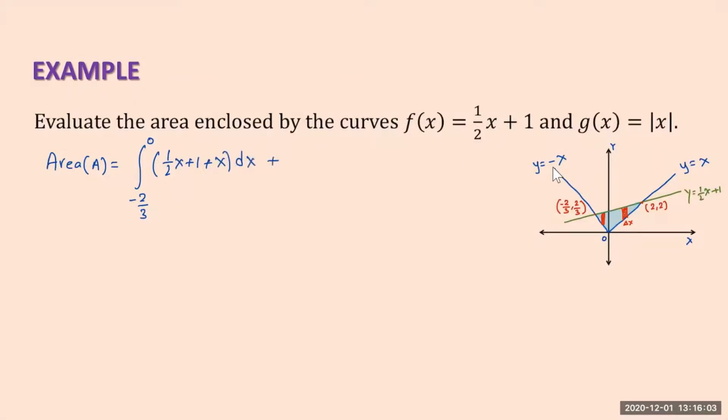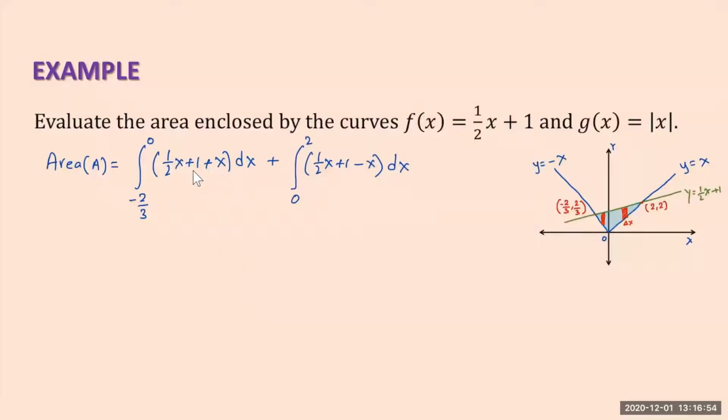Then plus the second integral is from 0 up to 2. Upper function is half x plus 1, then minus the lower function, which is this one. We are subtracting x. So we set up the integral to find that area.